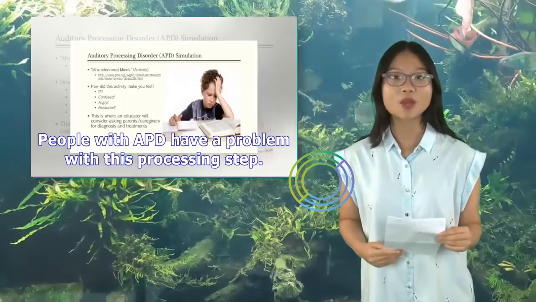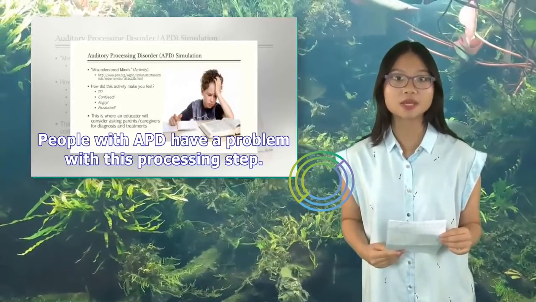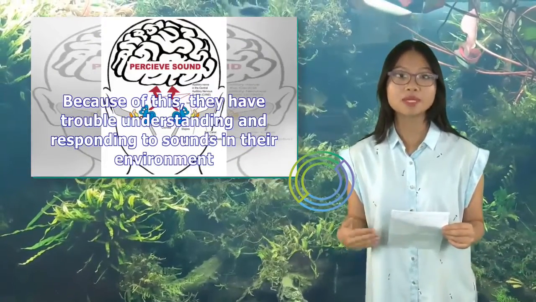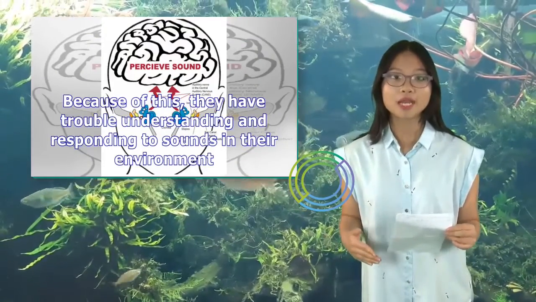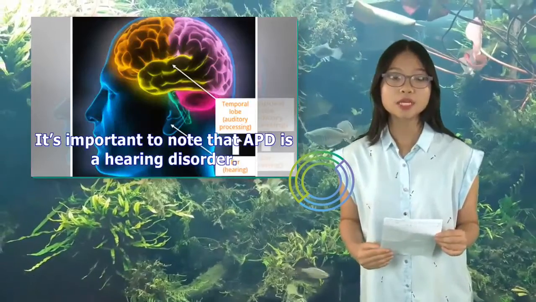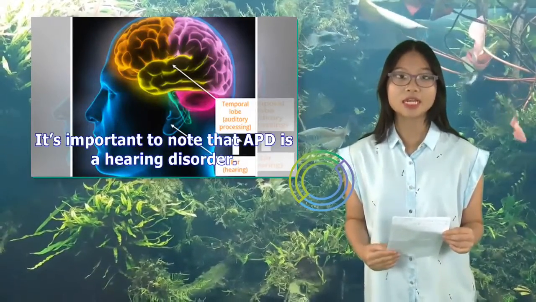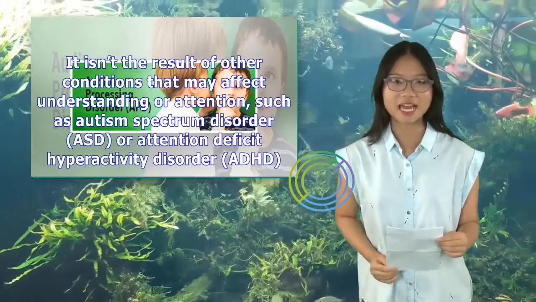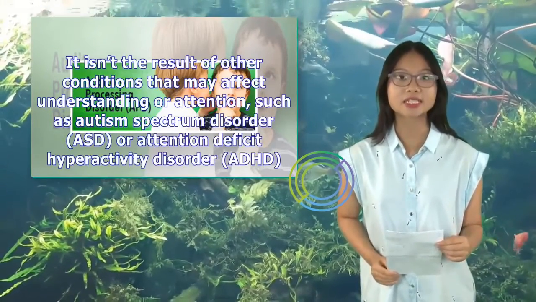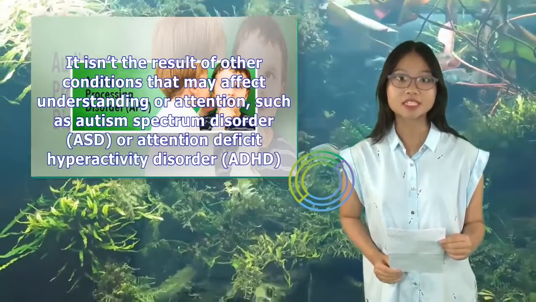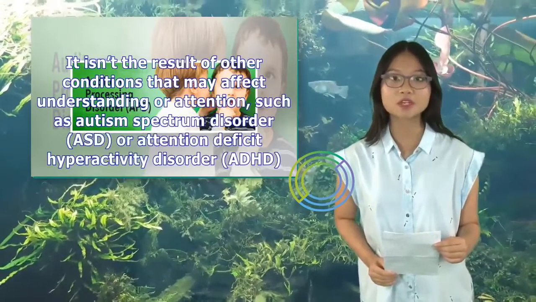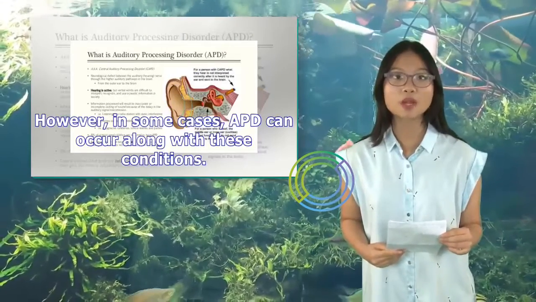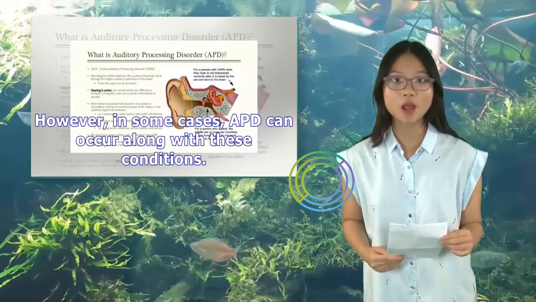People with APD have a problem with this processing step. Because of this, they have trouble understanding and responding to sounds in their environment. It's important to note that APD is a hearing disorder. It isn't the result of other conditions that may affect understanding or attention, such as autism spectrum disorder, ASD, or attention deficit hyperactivity disorder, ADHD. However, in some cases, APD can occur along with these conditions.